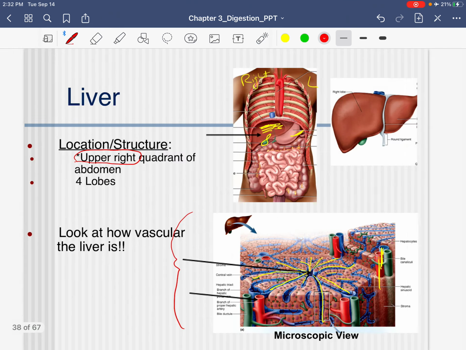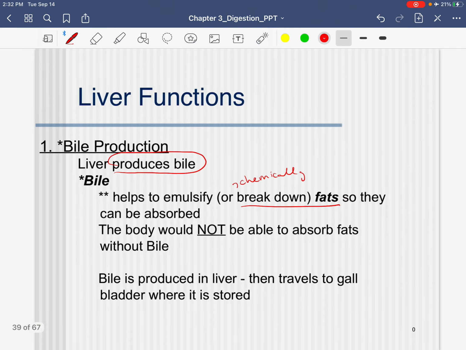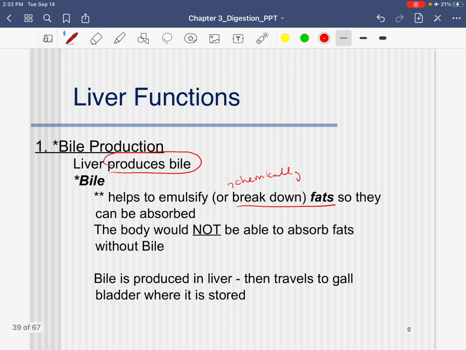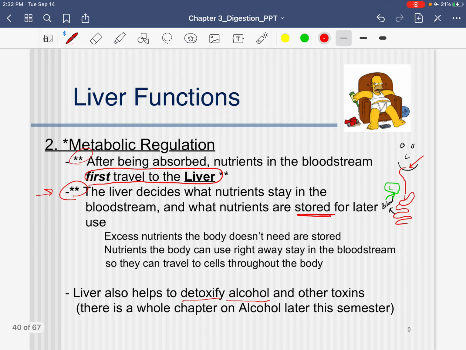So cool. We have this liver, upper right quadrant, pretty big, very vascular. It produces bile, which will go on to help to chemically break down fats. And it also is the first place where recently absorbed nutrients go. And the liver decides what nutrients to keep in the blood versus what nutrients to store for later.